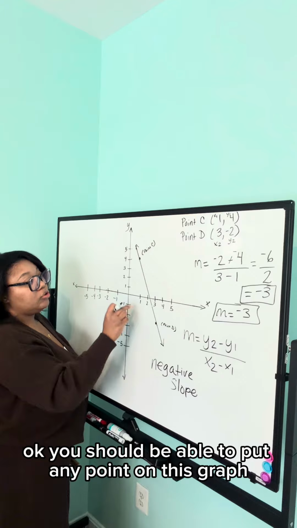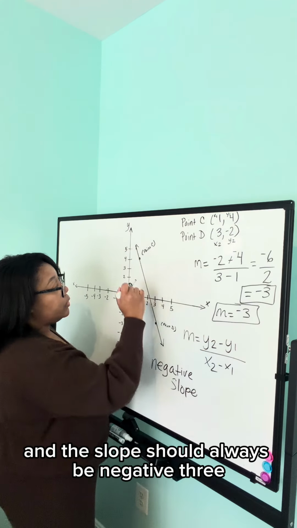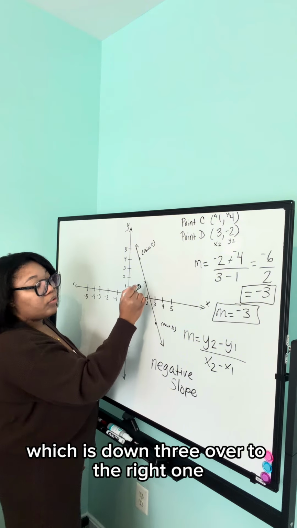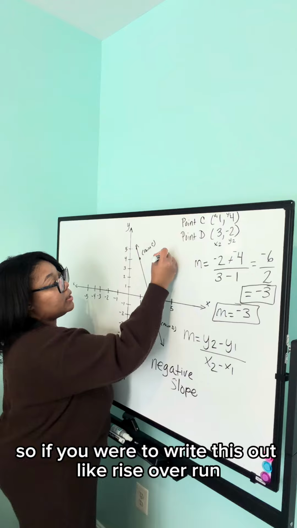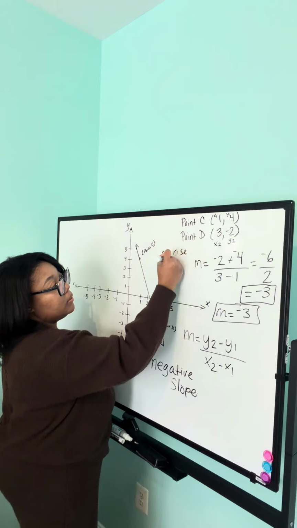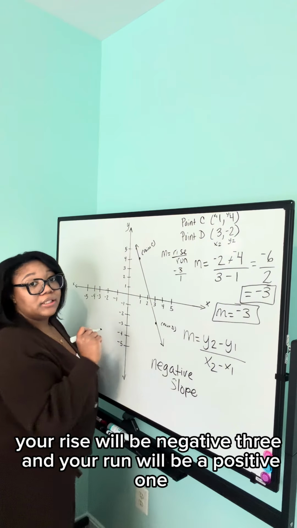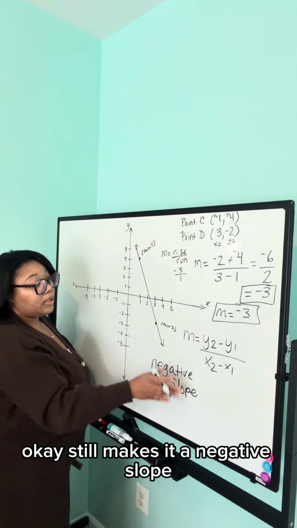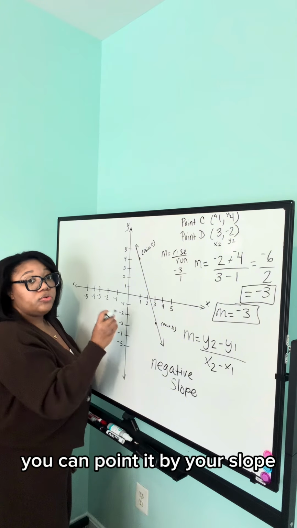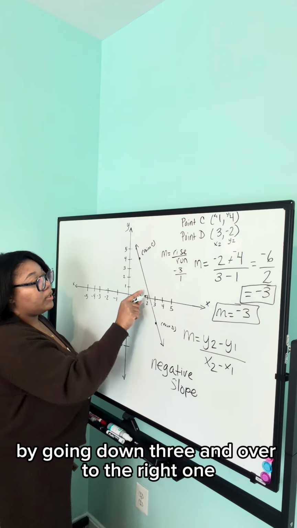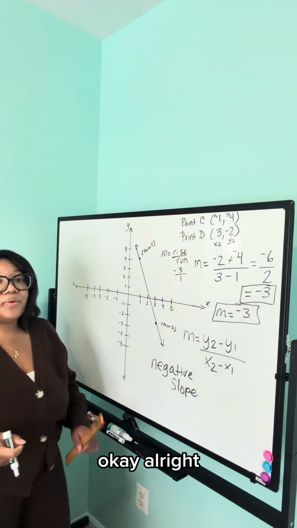You should be able to put any point on this graph and the slope should always be -3, which is down 3, over to the right 1, because your run is positive. So if you were to write this out like rise over run, your rise would be -3 and your run would be +1. Still makes it a negative slope, but that's how you would do that. So from any point on this graph, you can plot by your slope by going down 3 and over to the right 1.